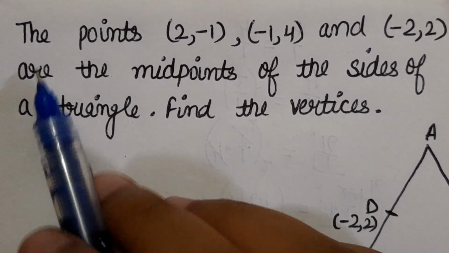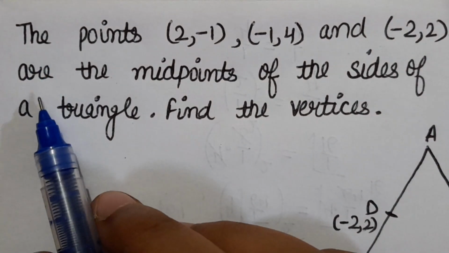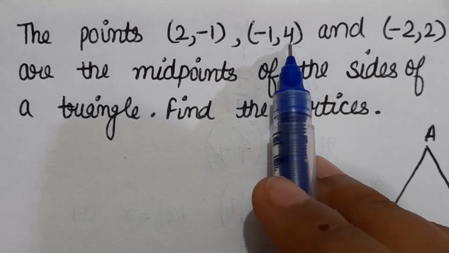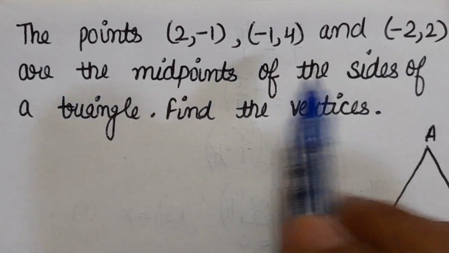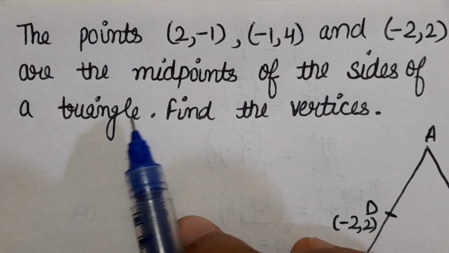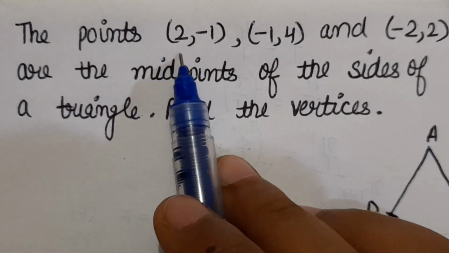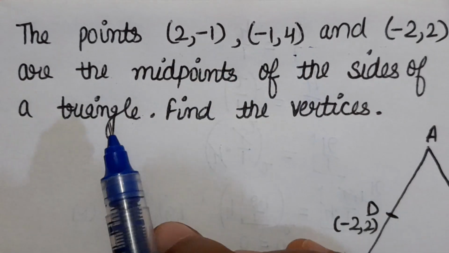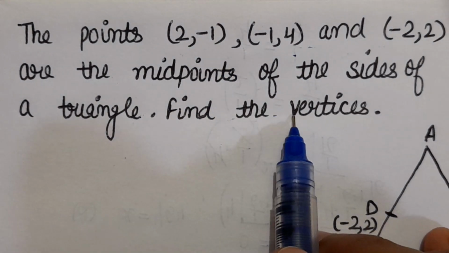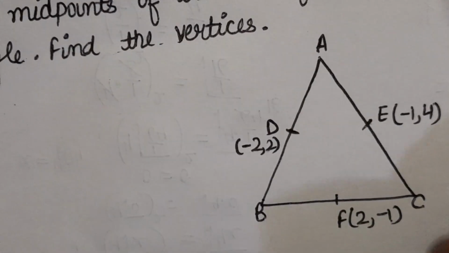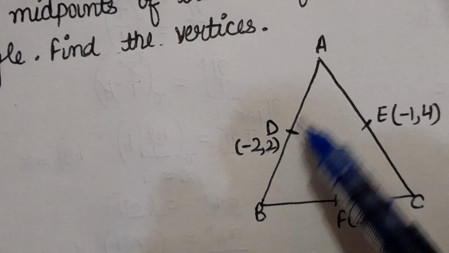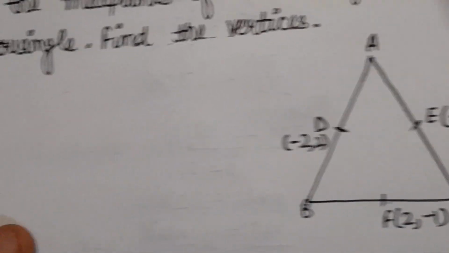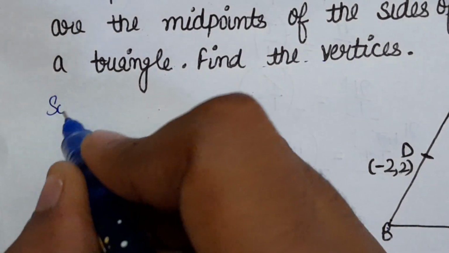Hello everyone. Today we have a very interesting question: the points (2, -1), (-1, 4) and (-2, 2) are the midpoints of the sides of a triangle. That is, we are given 3 points, which are midpoints of the triangle's sides, and we need to find the vertices of the triangle. So let's start the solution.